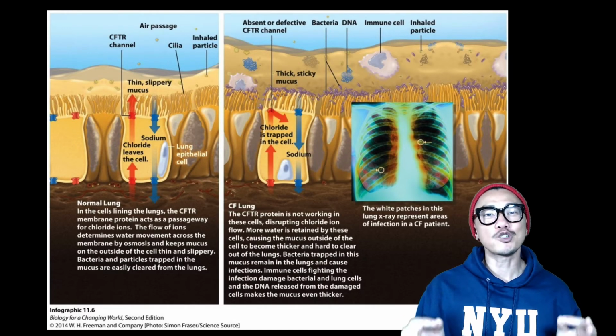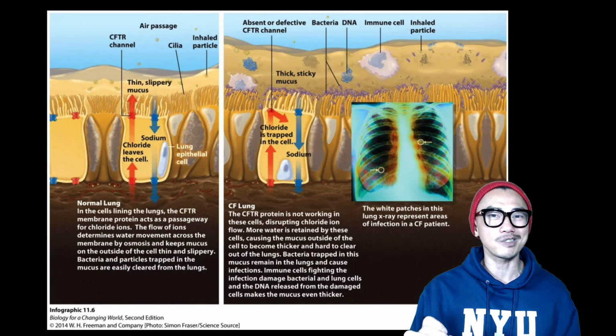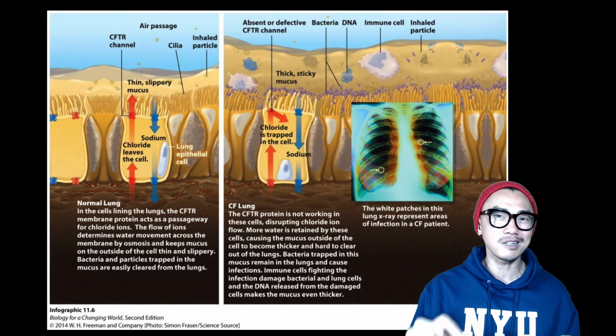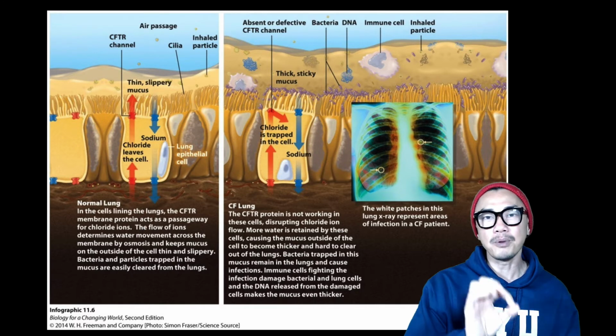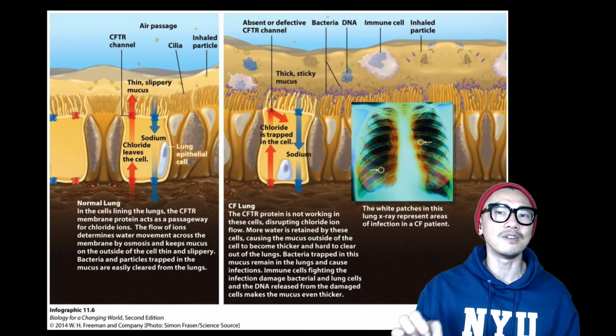This infographic shows how cystic fibrosis can form abnormally thick mucus in the lungs. This thick mucus can then trap bacteria and cause infection. The body's immune system response to this infection can make the mucus even thicker.